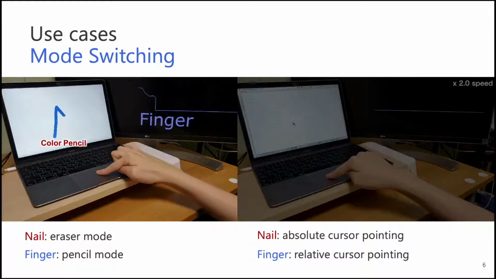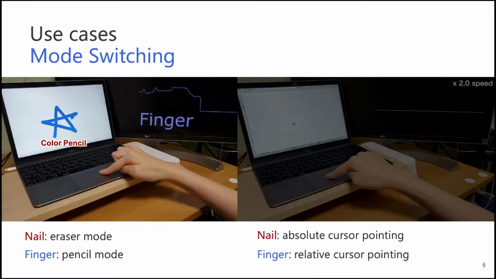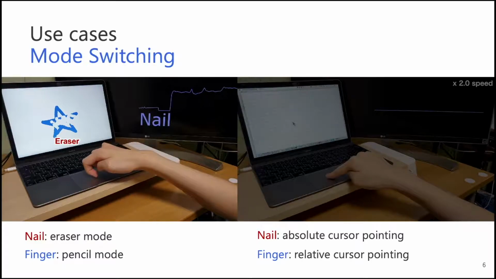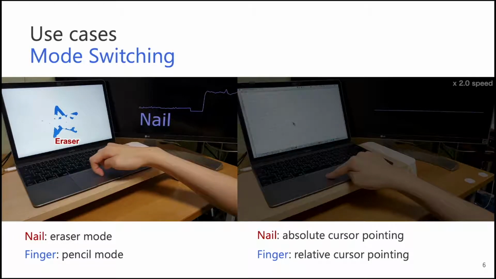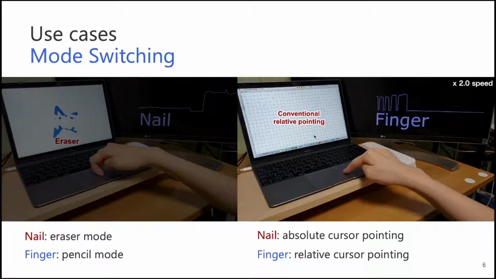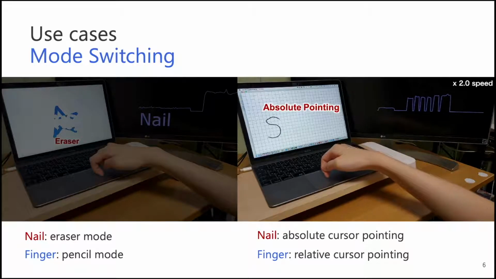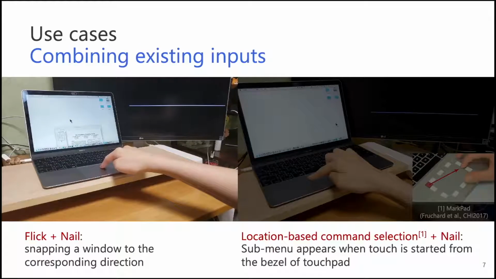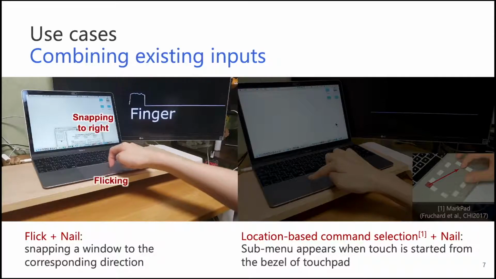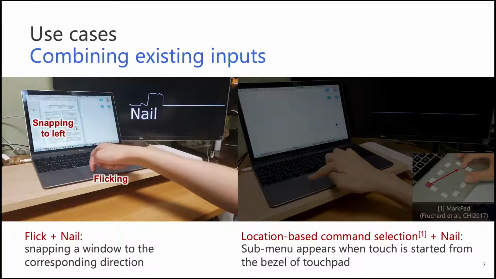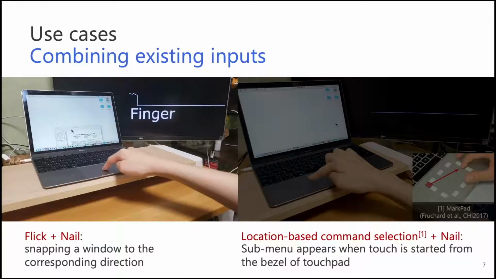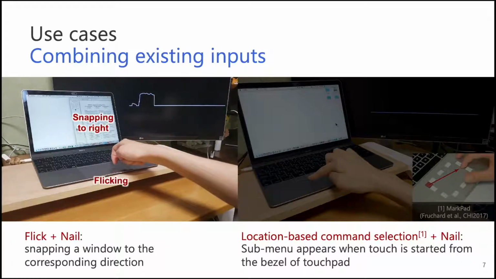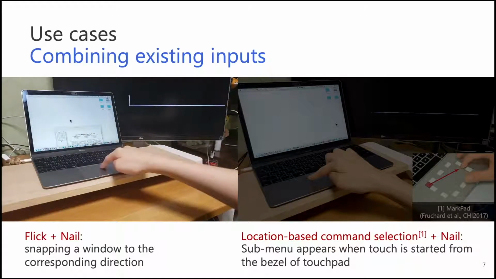Assigning a different mode to a finger and nail is also possible. The user can switch between pencil mode and eraser mode, and between absolute and relative pointing modes. Our technique has a promising possibility to integrate existing touch gestures. The user can snap a window to the corresponding direction by performing a swiping action with a nail.